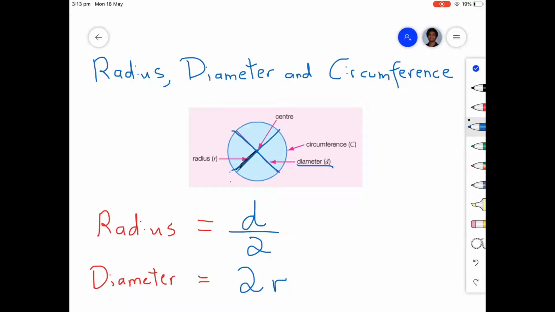So if you're given a diameter and you're trying to work out the radius, for example, if you were given the diameter like that, you would use the formula d over 2. However, if you were given the radius of a circle instead, you would use 2 times r. So those are your two formulas to work out the radius and the diameter of a circle.